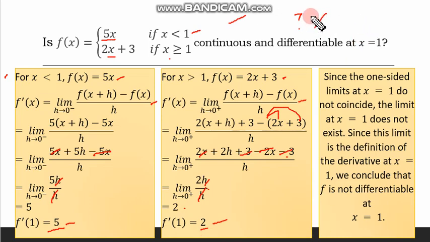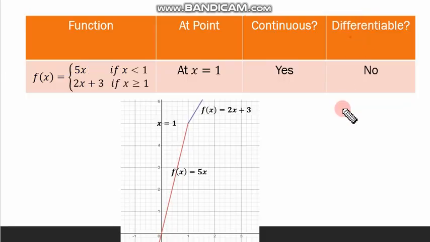So, no, it is continuous but not differentiable at x equal to 1. We can see on a graph of the function that at the point x equal to 1, the function is continuous there. However, we can see that there's a sharp corner or a cusp point there. Therefore, it's not differentiable.